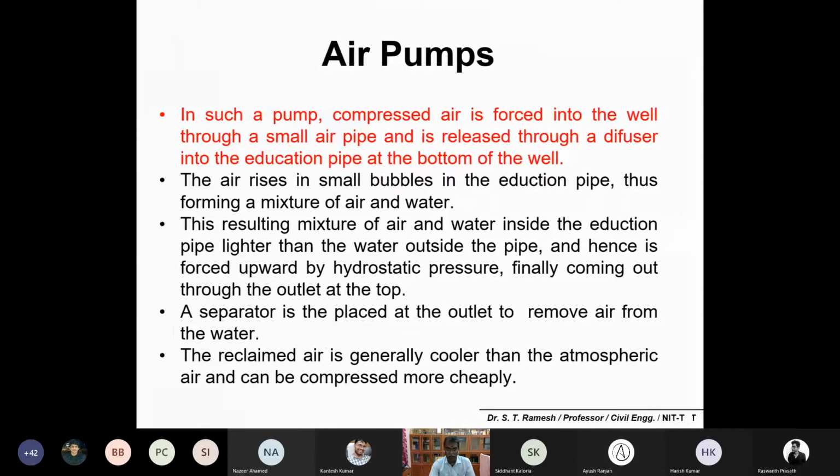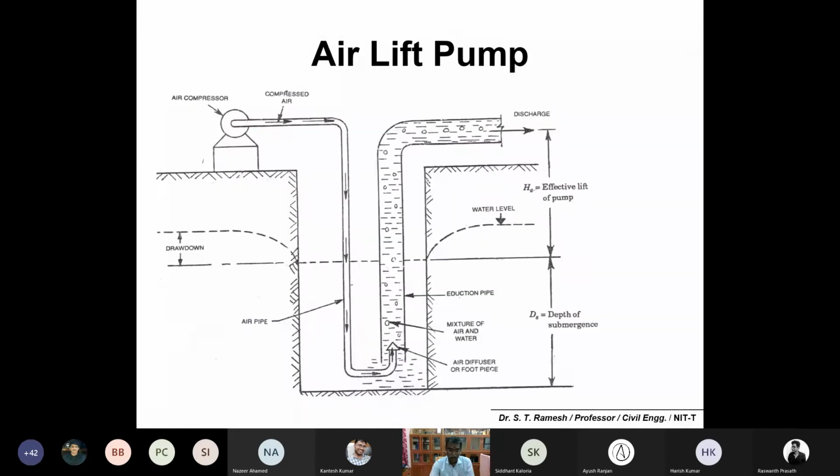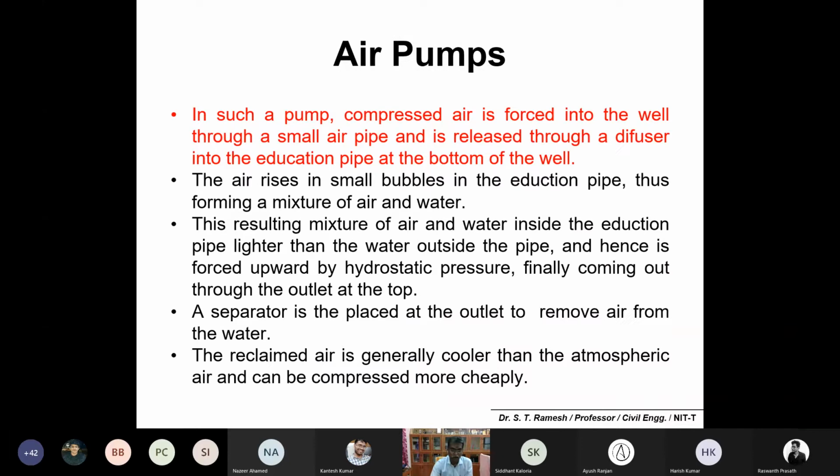Okay, this is what we discussed in the last class. And air pumps are again very simple. You just allow the compressed air to pass into a bore well. Compressed air is forced into a well through a small air pipe, and it is released through a diffuser into an ejection pipe.